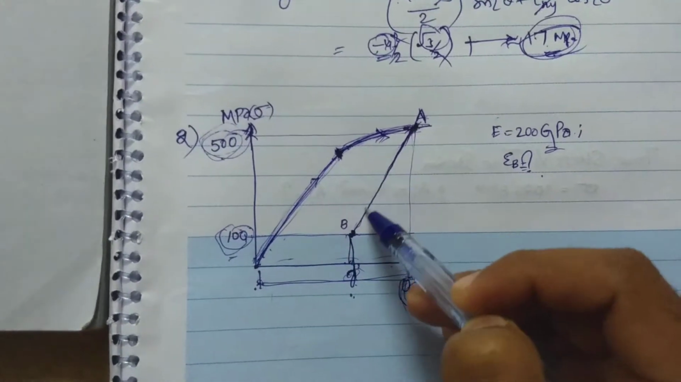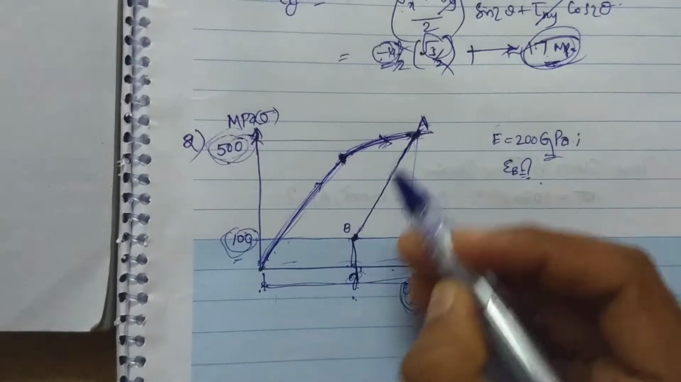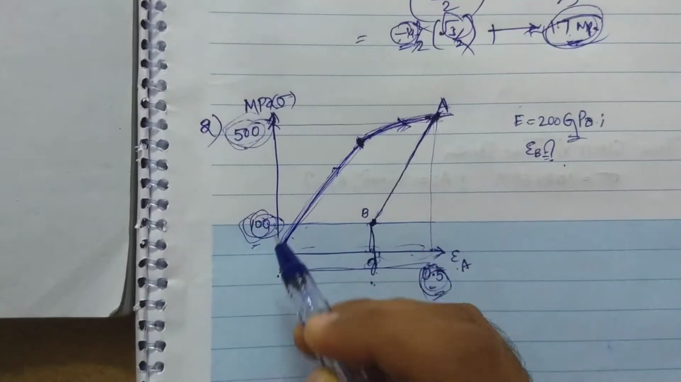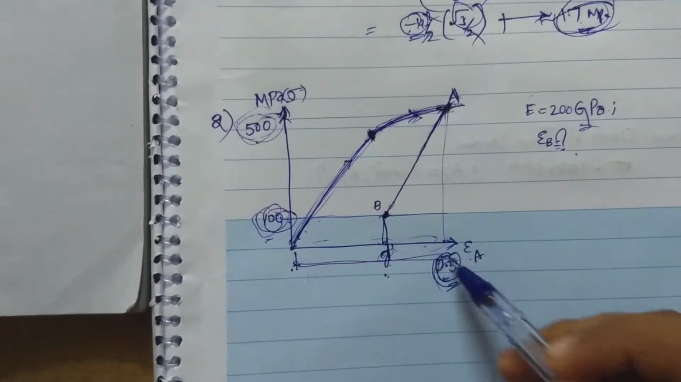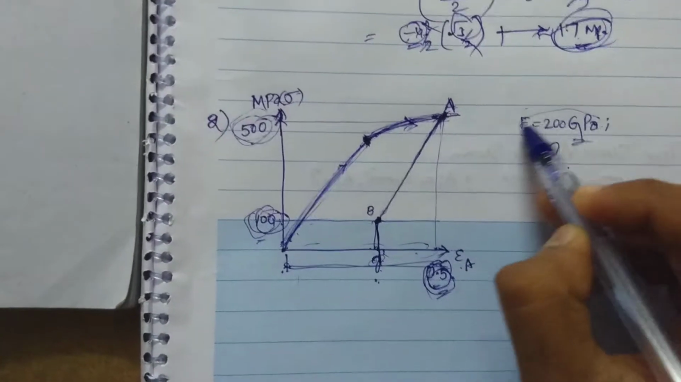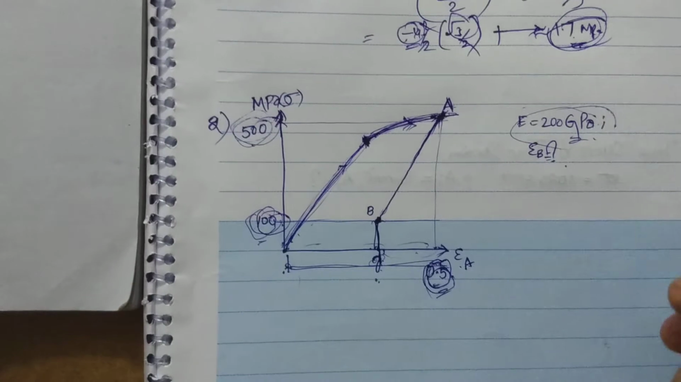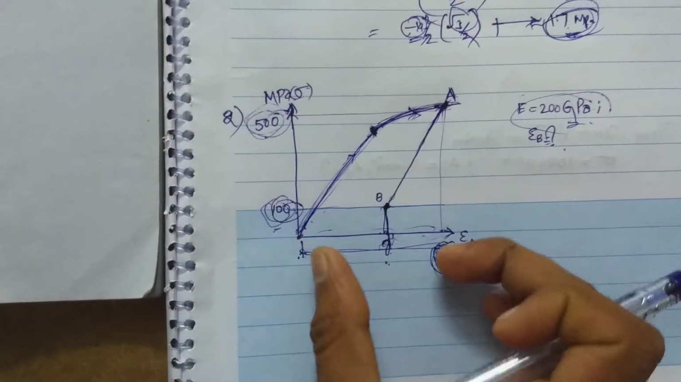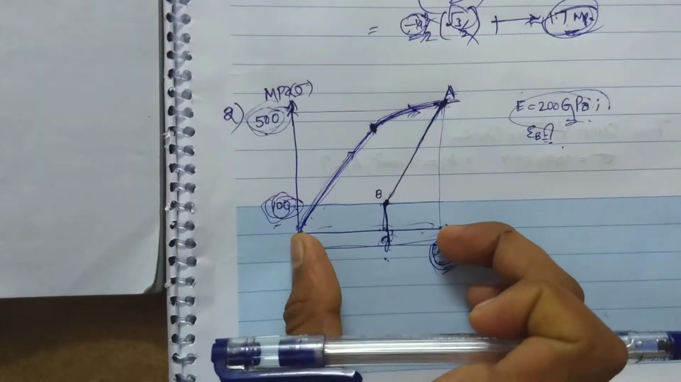but races to another path. So here, when the stress is released, it comes to a point B where the stress is 100 megapascals. The strain at A is given as 0.5. We need to calculate the strain at point B, and Young's modulus is given as 200 gigapascals. Okay, in order to calculate the strain at B, we know the value of strain at A.